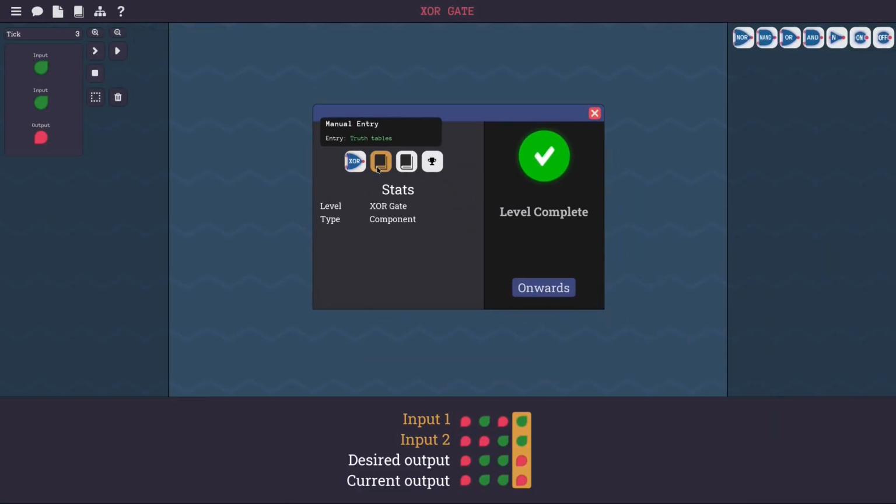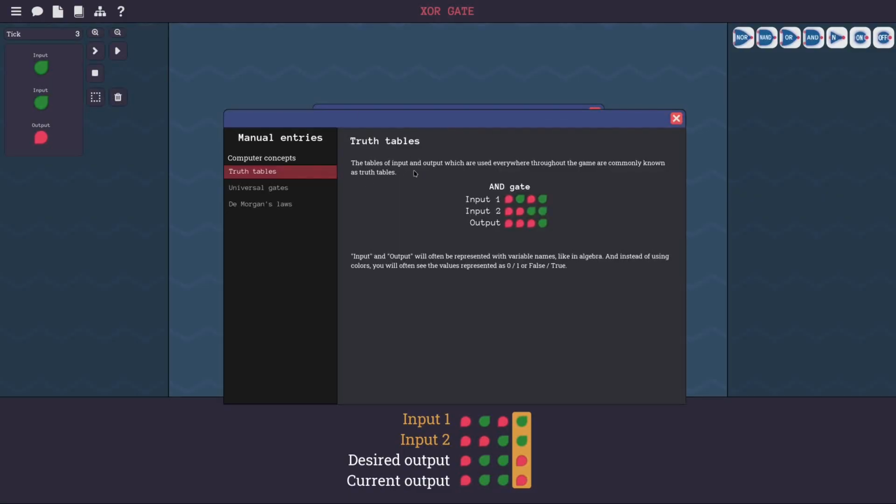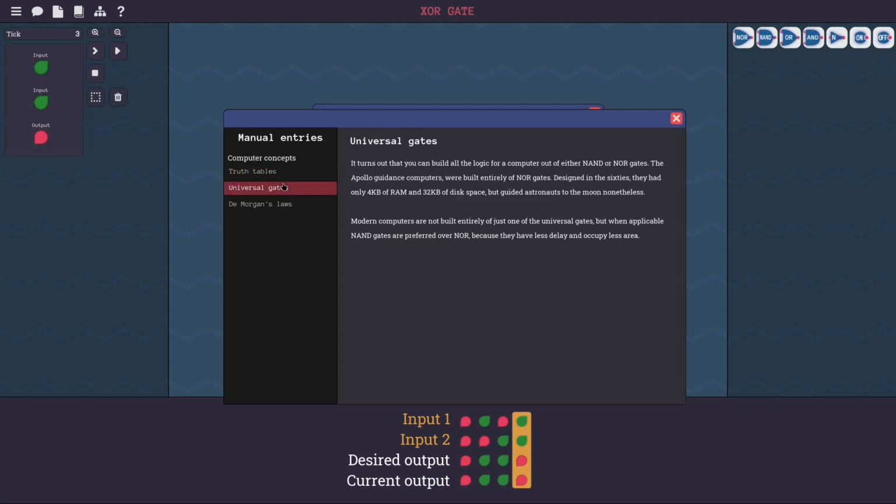We've unlocked the XOR, and we unlocked an entry on truth tables and universal gates. Truth table, we already talked about this. The tables of input and output, which are used everywhere throughout the game, are commonly known as truth tables. Input and output will be represented with variable names, like in algebra. Instead of using colors, you'll see them represented as 0 or 1, false, true. On, off is another common one. Universal gates: turns out you can build all the gates from one, we talked about that. Modern computers are not built entirely out of just one gate, but they will make as many components as possible out of NAND because they take less area.